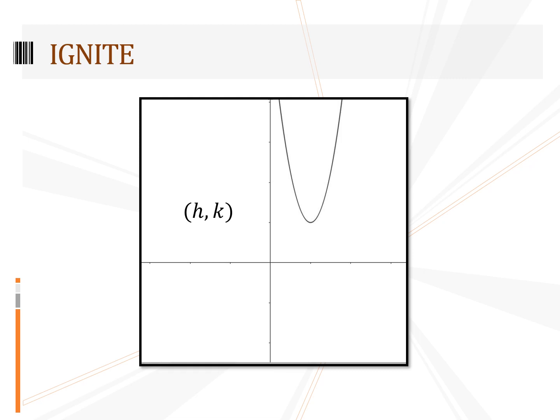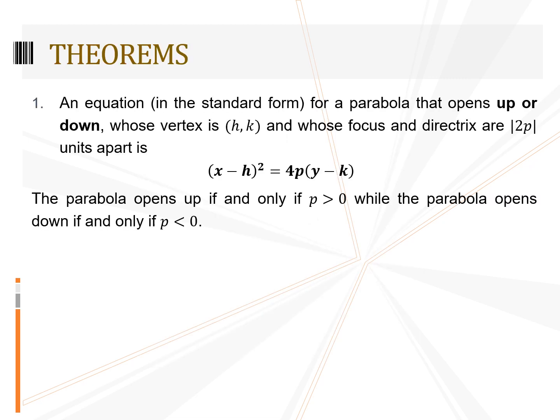All that is left to do is to note that a parabola whose vertex is at (h, k) is translated h units horizontally to the right if h is greater than 0 and to the left if h is less than 0, and k units vertically upward if k is greater than 0 and downward if k is less than 0. Let's study the following theorems.